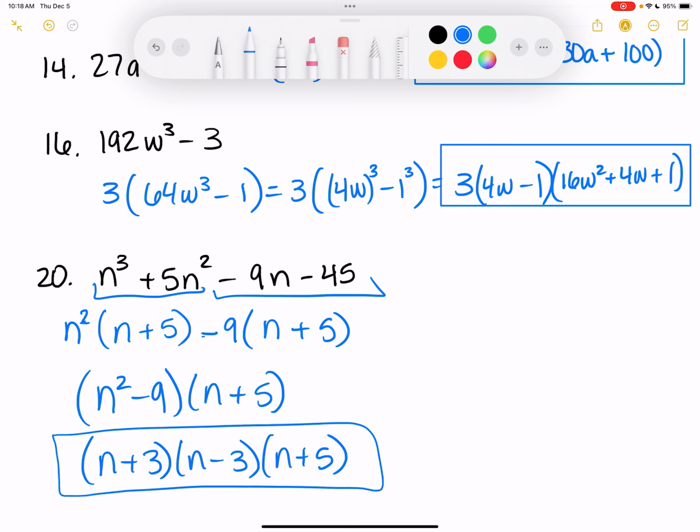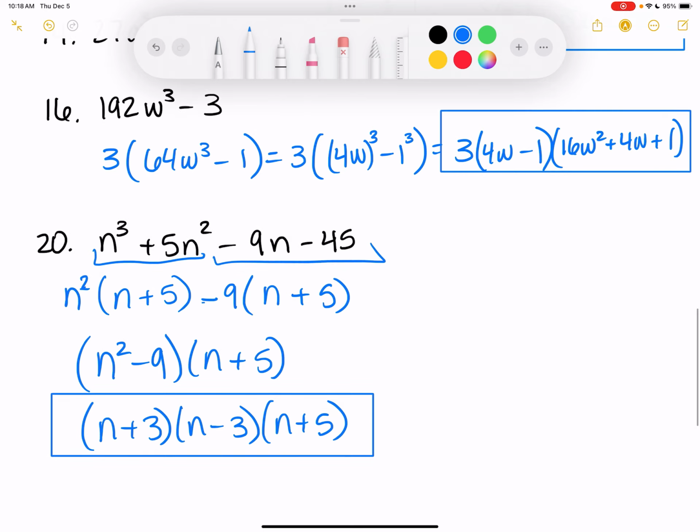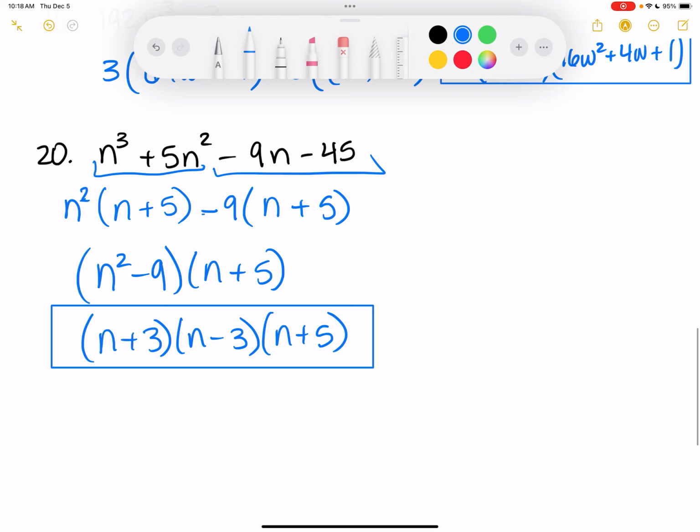Because the highest powered term here is cubed, we could have up to 3 factors. Obviously something could be repeated, but in this case we had truly 3 separate factors. But you can never have more factors than whatever your highest powered term is.